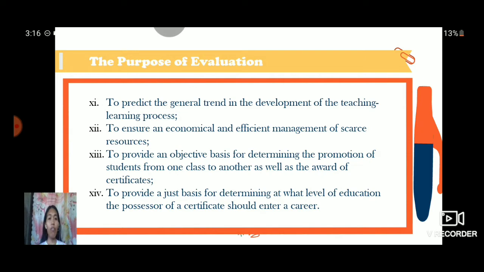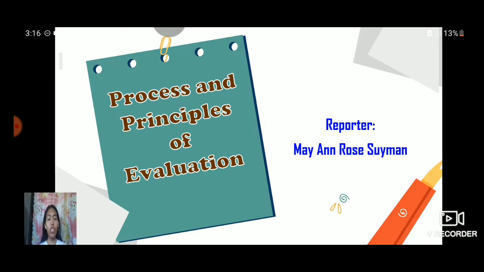Next is to provide a just basis for determining at what level of education the possessor of a certificate should enter a career. So we're done with the purpose of evaluation. I hope you have gained knowledge about it, and why it is very significant in the school and especially to the teachers. Next, we are going to talk about the process and principles of evaluation.